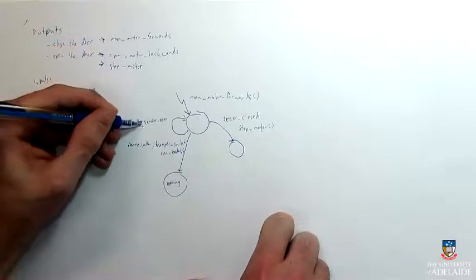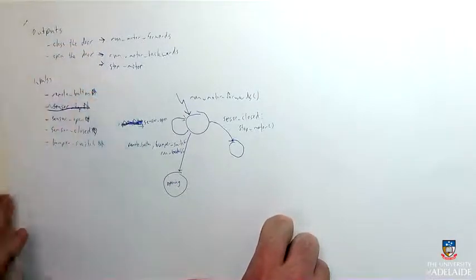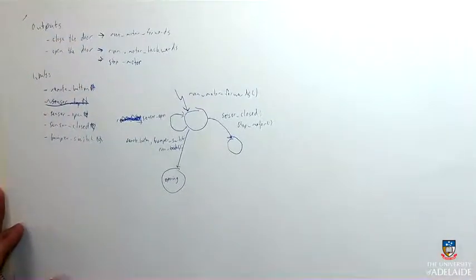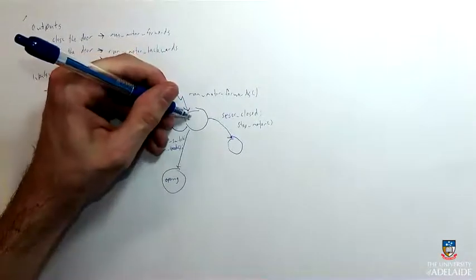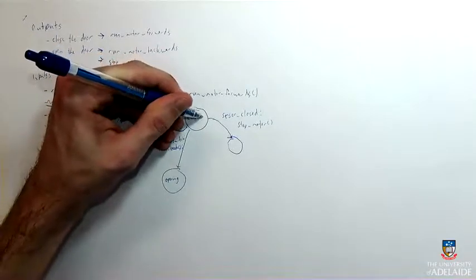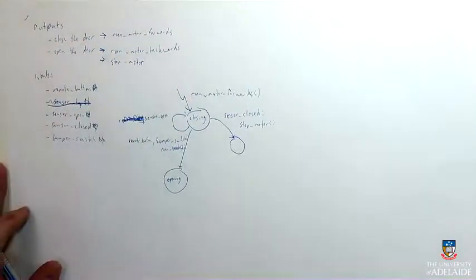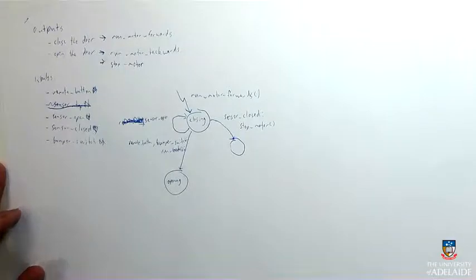Excuse me, I have a question. If in the initial status the door is already closed, why is that status not closing? So this closed. Yeah, this is closed.